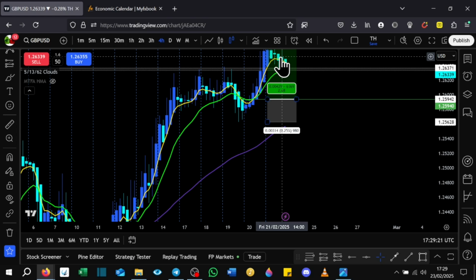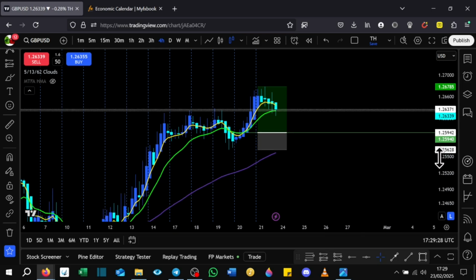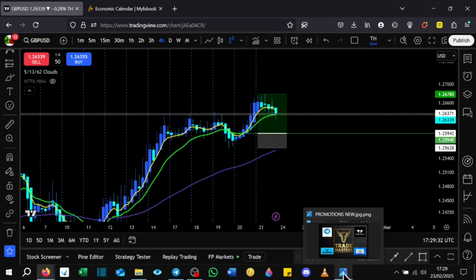As you can see visually from what I've shown you today, it's happened multiple times. So I'm very happy with the trades overall and a very, very positive week.